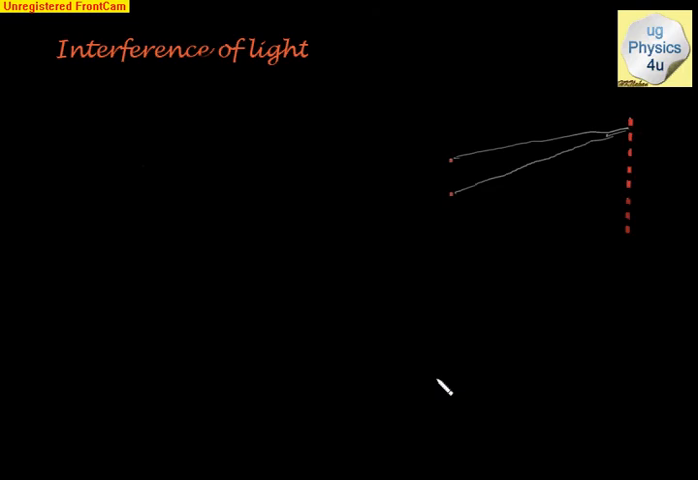For that, I assume that these two sources of light, A and B, are separated from each other by a small distance, let us say d. Then I suppose that these two sources are emitting the light, and the waves emitted from these two sources meet at a point somewhere on the screen, here at point P.